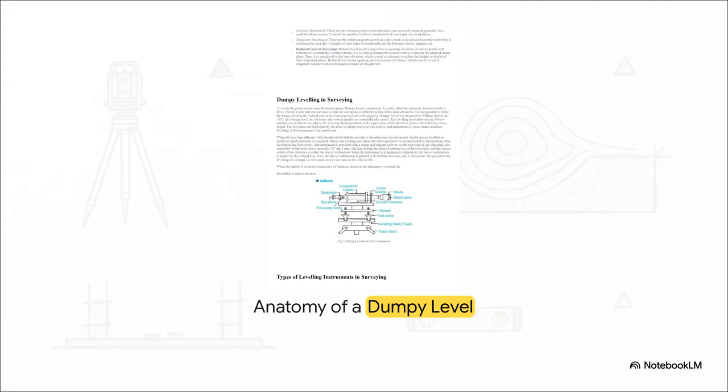Taking a closer look at the anatomy of the classic dumpy level, you'll notice that the telescope and the vertical spindle are actually cast as a single, solid unit. This means the telescope is totally restricted from moving up or down. It only rotates horizontally. It sits on a leveling head equipped with foot screws. The surveyor uses these screws to perfectly center that little spirit bubble attached to the telescope. Once that bubble is dead center, boom, your line of collimation, your line of sight, is perfectly horizontal.